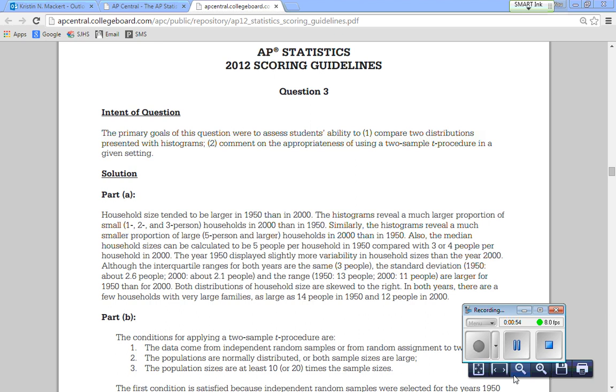The intent was to be able to do two things. One, just compare two distributions. And hopefully you remember the three things. When it says compare distributions, you're going to do what? Shape, center, spread. Woohoo! Okay? So hopefully that's what you did. And then with number 2, we're going to comment on the appropriateness of using a 2-sample T procedure. And it actually told you to do a 2-sample T test in the question, I believe. Is that correct?